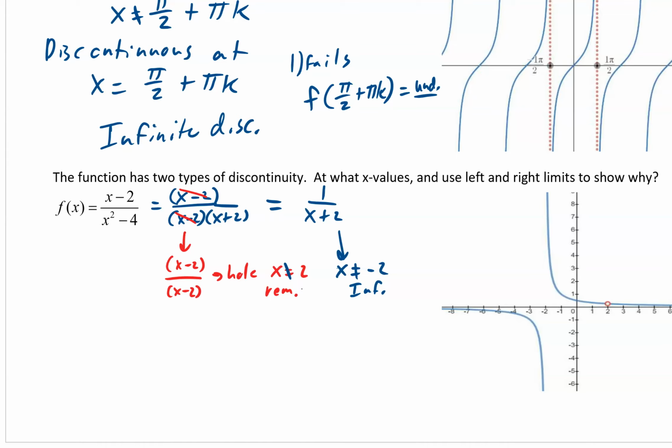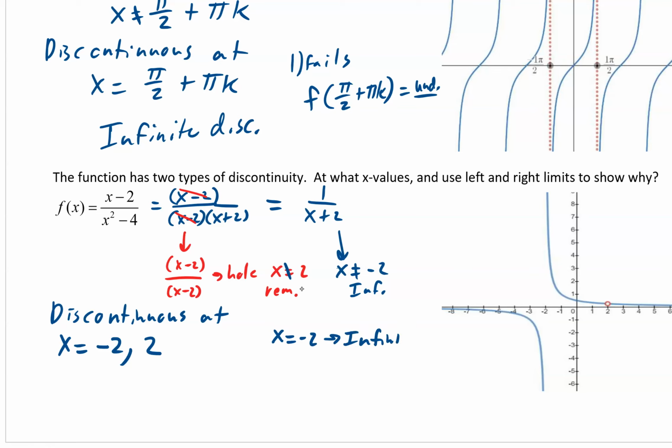But no matter what, we have something that is discontinuous. So it's discontinuous at x equals negative 2 and 2. And the negative 2 is an infinite discontinuity. So x equals negative 2 is an infinite discontinuity. And x equals 2 is a removable.